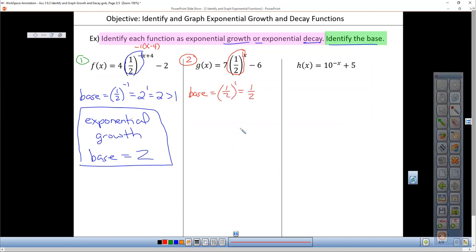So this is 1/2. 1/2 is positive. Remember, the base of every exponential function must be positive. There are no negative bases for exponential functions of any kind. So being positive isn't enough because they're all positive. We have to compare to 1, and it's less than 1. And that tells us this is decay. So this is exponential decay. And that base value would be 1/2, like so.